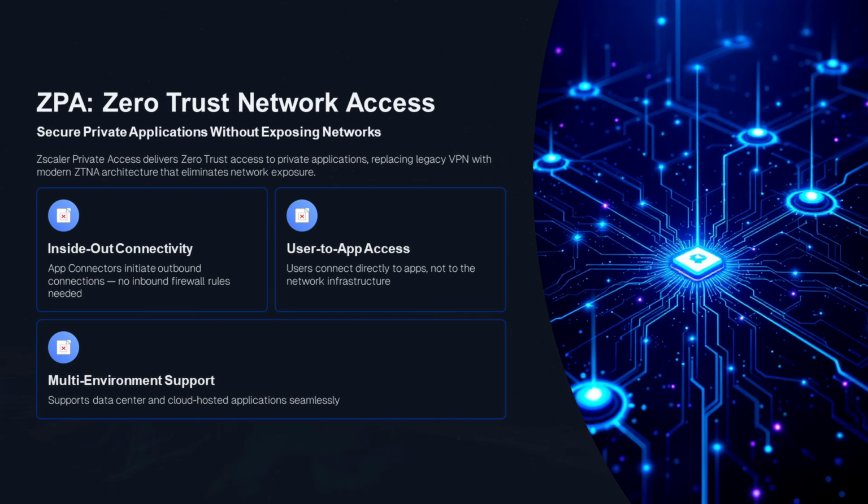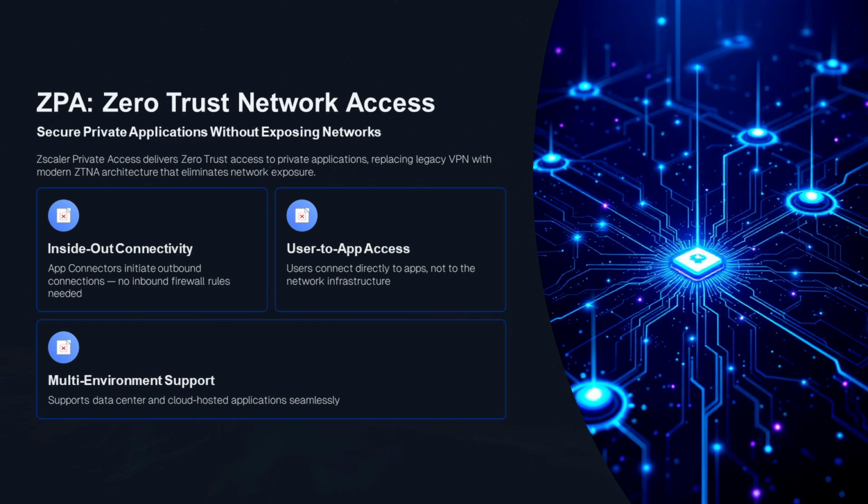Traditionally, this was done with VPN. The problem with VPN is that it works at the network layer, meaning once a user connects, they're essentially on your network. If their device is compromised, attackers can use that VPN connection to move laterally throughout your environment. ZPA completely changes this model.